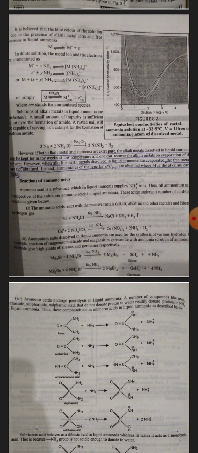and one can recover the alkali metal by evaporation of the solvent. However, when alkaline earth metals dissolved in liquid ammonia are evaporated, the free metals are not obtained. Instead, ammoniates of the type M(NH3)6 are obtained, where M is an alkaline earth metal.